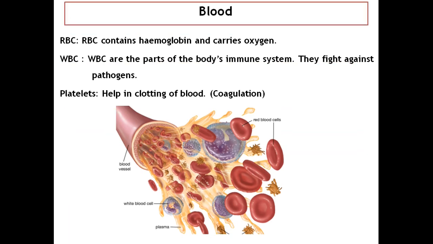RBCs contain a red pigment called hemoglobin and it carries oxygen to all the cells. WBCs are part of the body's immune system. They fight against pathogens and foreign substances. And platelets help in clotting of blood, that is called coagulation. We will learn later in detail.